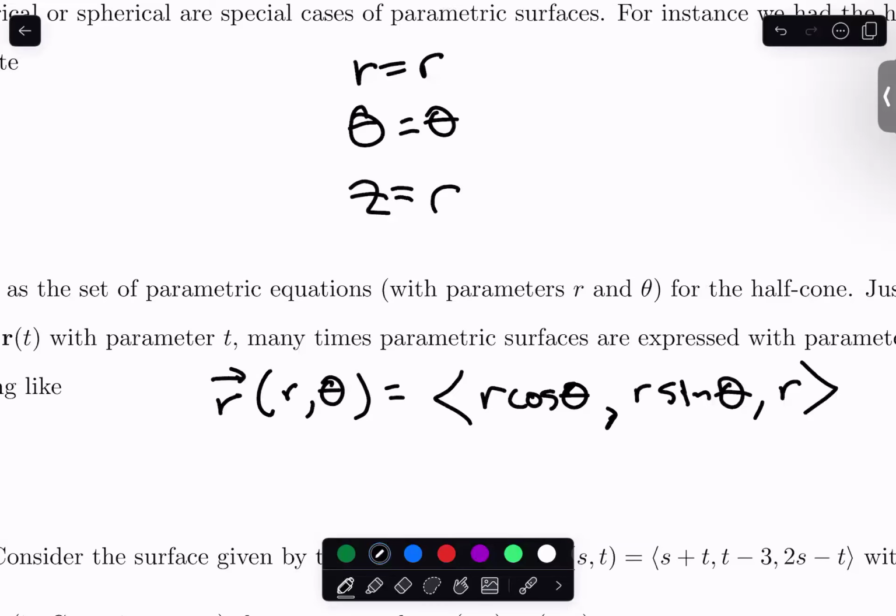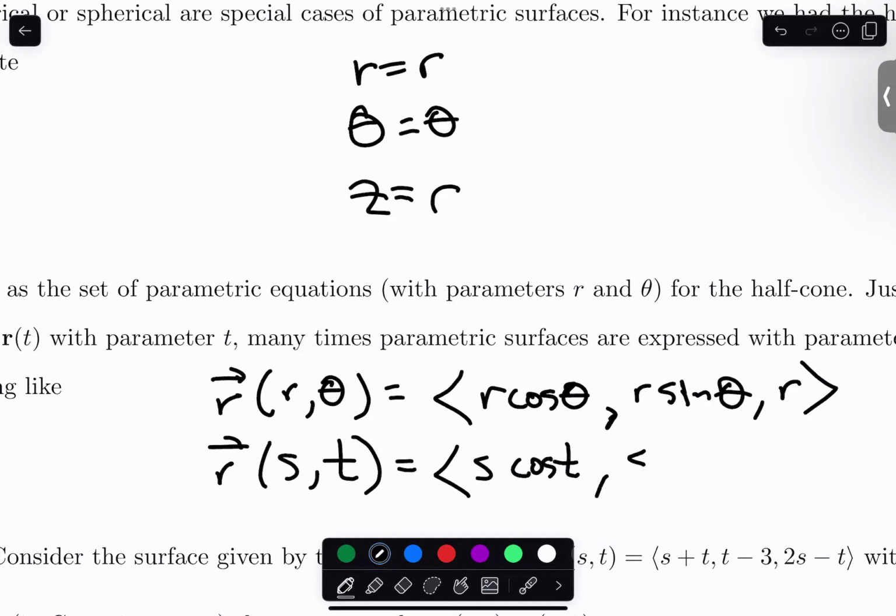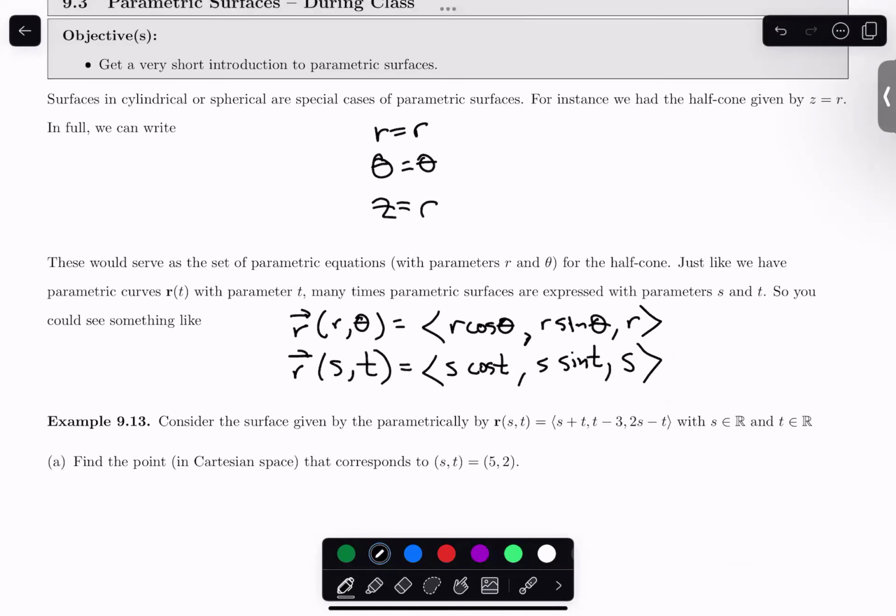Many times in the textbook and in WebWork, we don't like to double use r there, one being a vector function and one being a variable. It's a little bit clunky. And so quite often we use s and t, right? Rather than r's and thetas, the other nice thing is that our keyboards have s's and t's. We don't have thetas. So s cosine t, s sine t, and then s. So this would be using the variables s and t rather than r and theta.